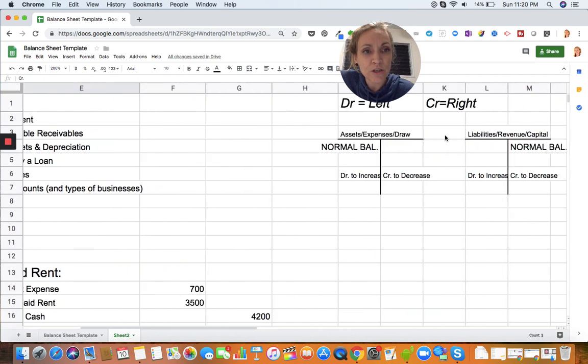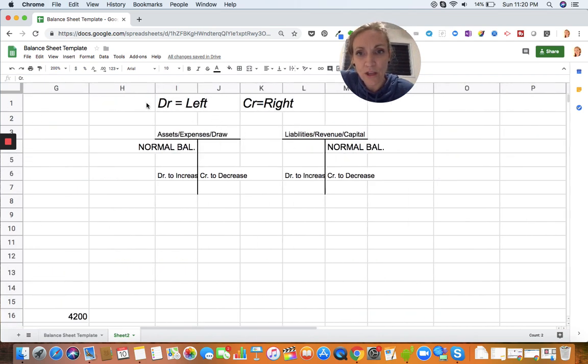Now, one thing to note, if you're at all confused by these journal entries, be sure to be writing down this little cheat sheet I have right here. Debits are left, credits are right, that's all it means. These are your account types: assets, expenses, and draw for capital all have a normal debit balance, which is the left, which means you debit to increase those types of accounts and credit to decrease those types of accounts.